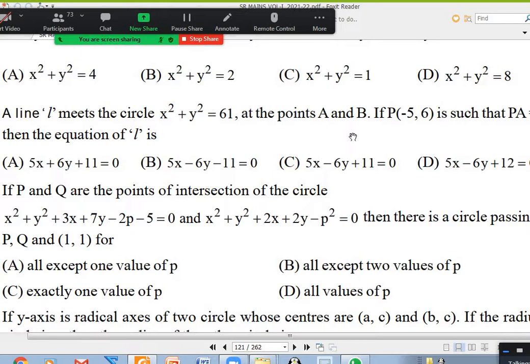Okay, 150 or 151? Anybody any doubt? Sir, 150. Okay. This is not a big question, very small, but I always like this question. Okay.